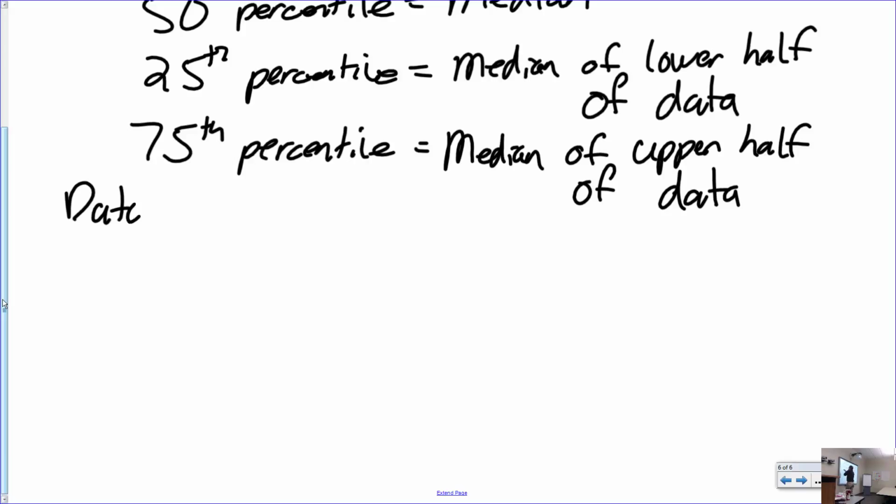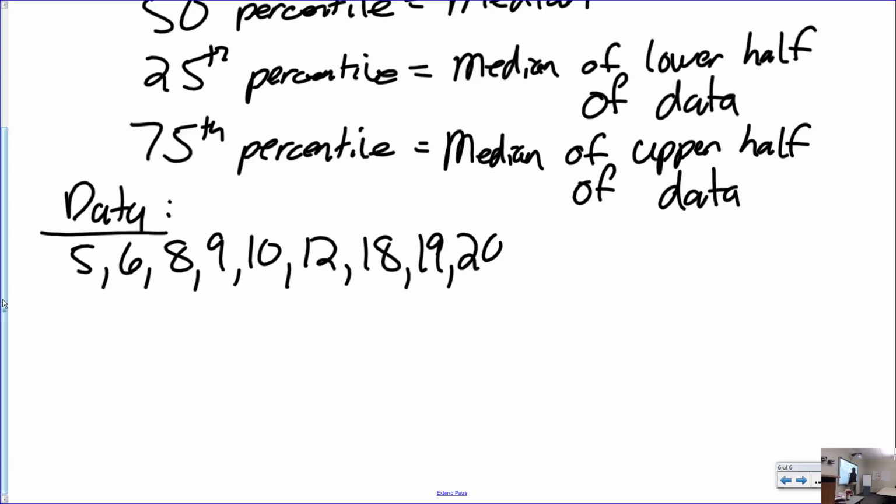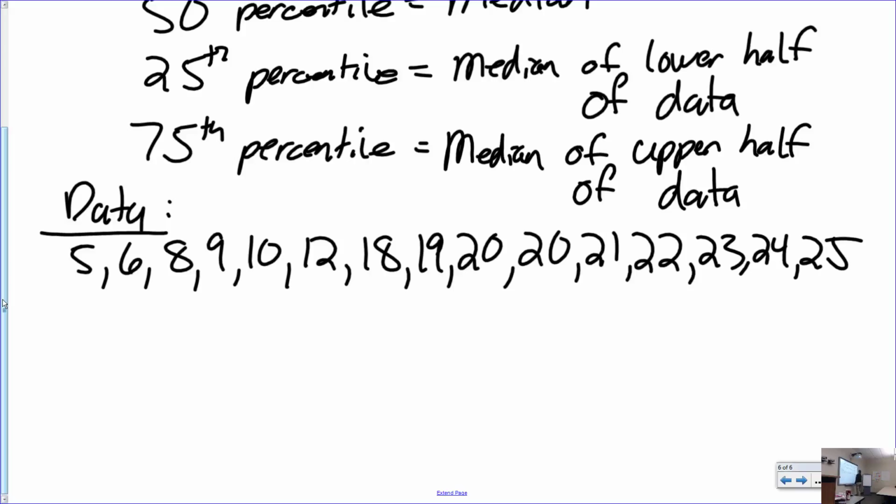So imagine, if you will, we have this information. So here's our data. 5, 6, 8, 9, 10, 12, 18, 19, 20, 21, 22. Let's not go too far. 23, 24, 25. Let's go there. Did I do 15 or 16? 15, okay. So find the 3 quartiles for this particular set of data.